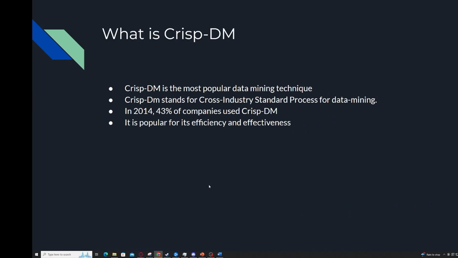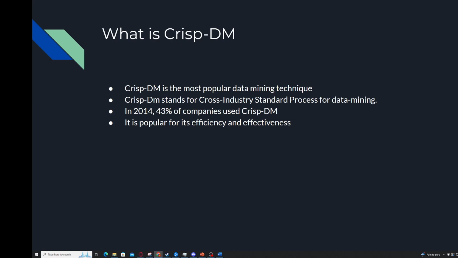Alright, so what is CRISP-DM? CRISP-DM is the most popular data mining technique in the world. It is utilized by a whole lot of companies, as you see in the third dot. CRISP-DM stands for Cross Industry Standard Process for Data Mining. In 2014, 43% of companies used CRISP-DM. That is what I was talking about, where it is very, very popular.